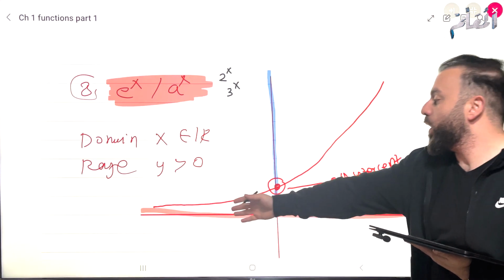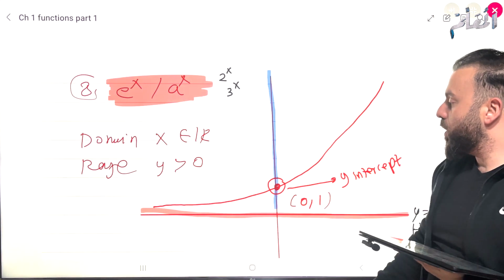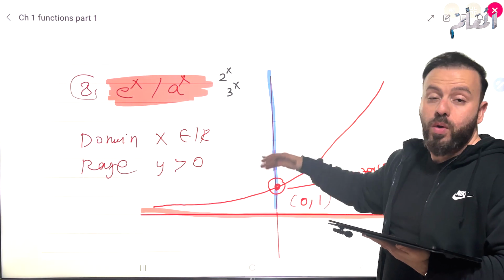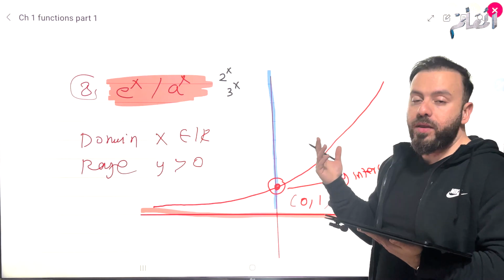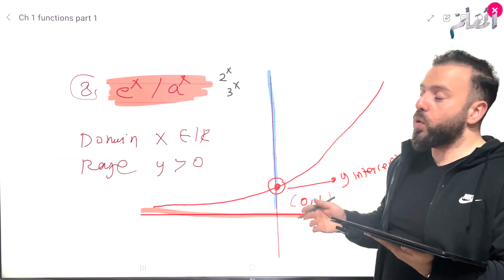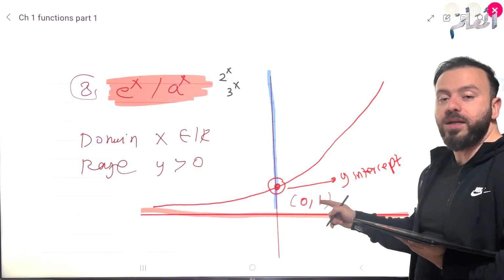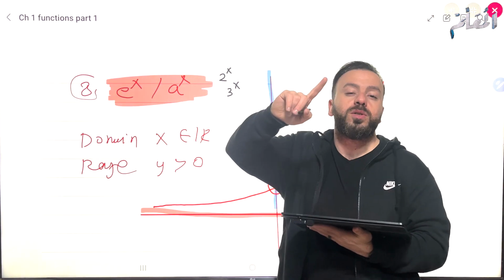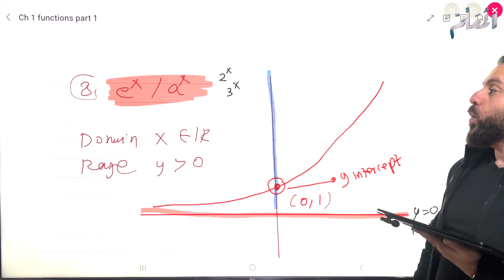So this function has a horizontal asymptote y equals 0, as you can see here, and its domain is x belongs to all real numbers and its range is y greater than 0. The previous one, the domain there is x greater than 0 and the range there is y belongs to all real numbers. We have here the y-intercept (0, 1). If you plug in 0, anything to the power 0 is equal to 1. That's why the y-intercept is (0, 1).